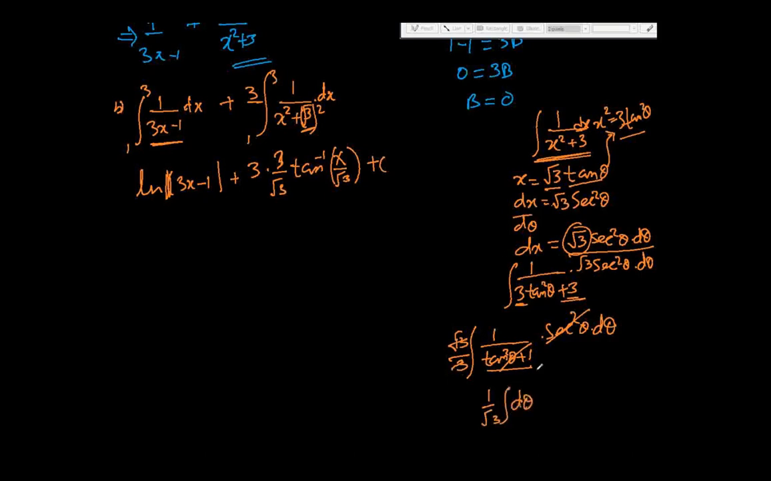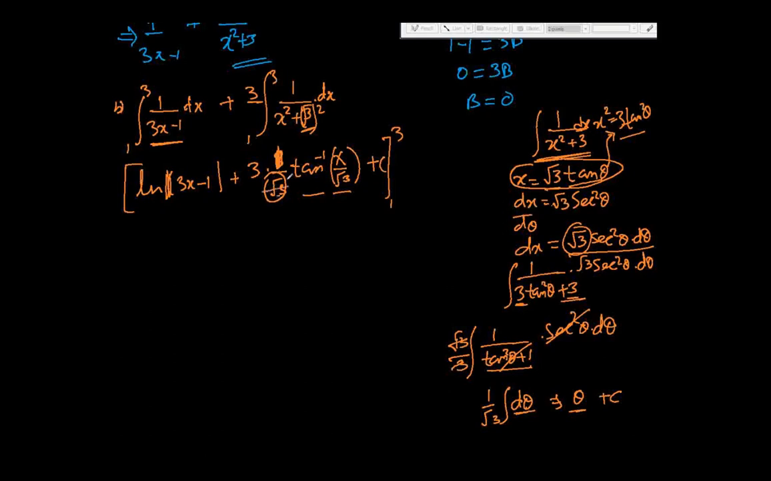That's it. And what is integration of d theta? Theta plus c. And what is theta? From this particular assumption, theta will be tan inverse x over square root 3. So that's why I got square root 3 here. This was 1, right? So this is our integration from 1 to 3, and let me substitute the values 3 and 1 into this now.